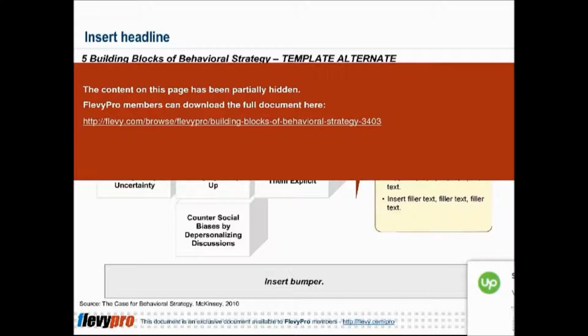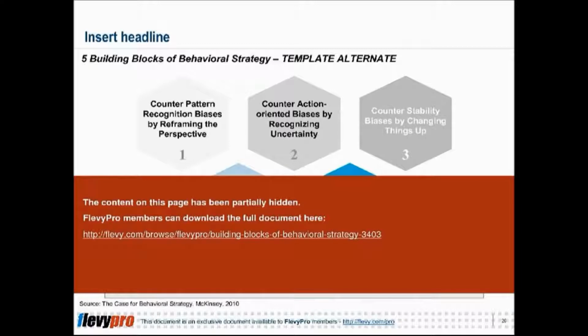Counter pattern recognition biases by reframing the perspective. Counter action-oriented biases by recognizing uncertainty. Counter stability biases by changing things up. Counter interest biases by making them explicit. Counter social biases by depersonalizing discussions. These are the 5 building blocks of behavioral strategy.